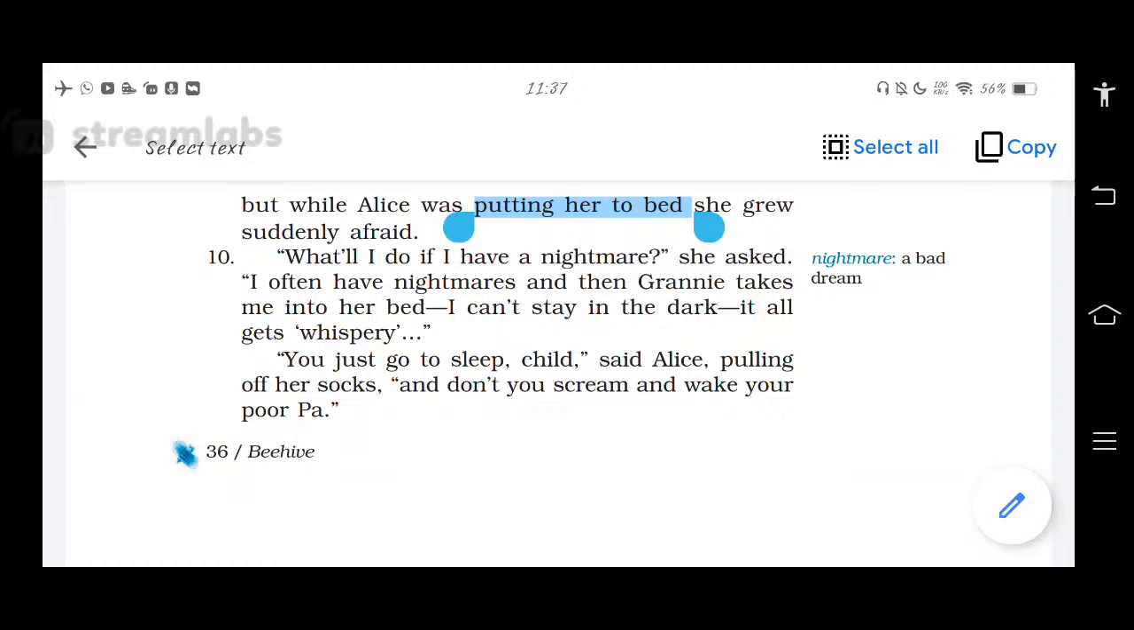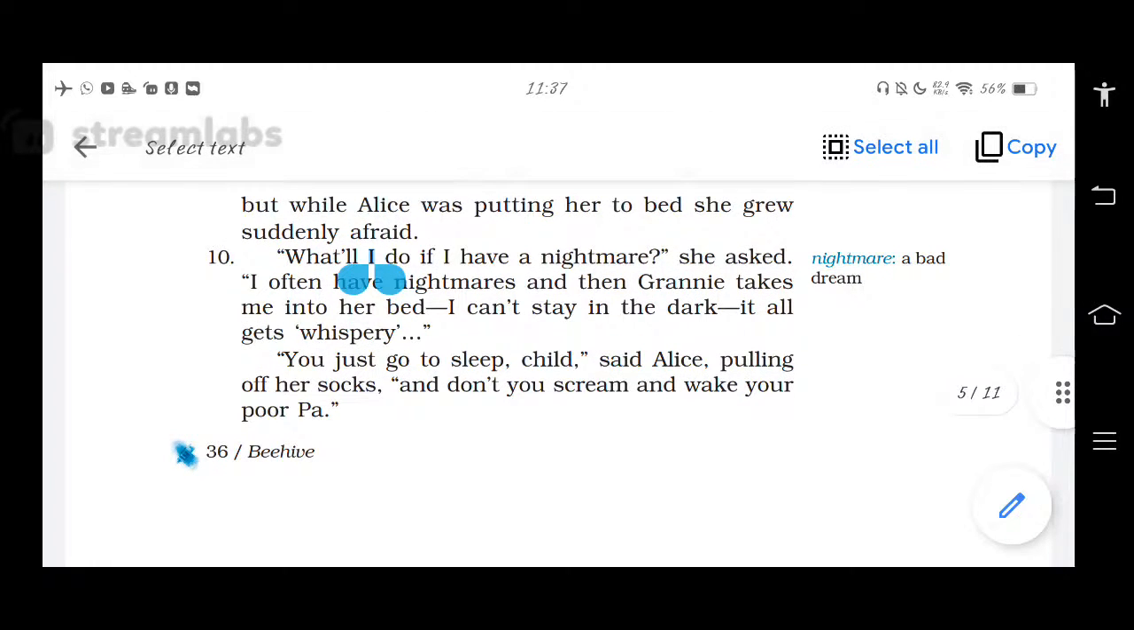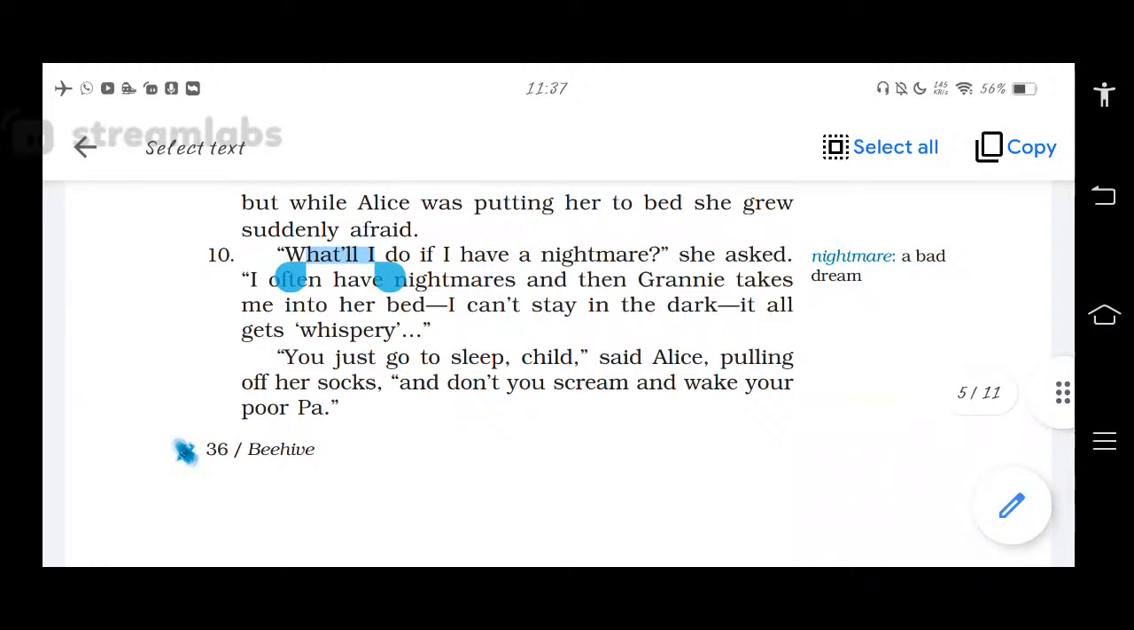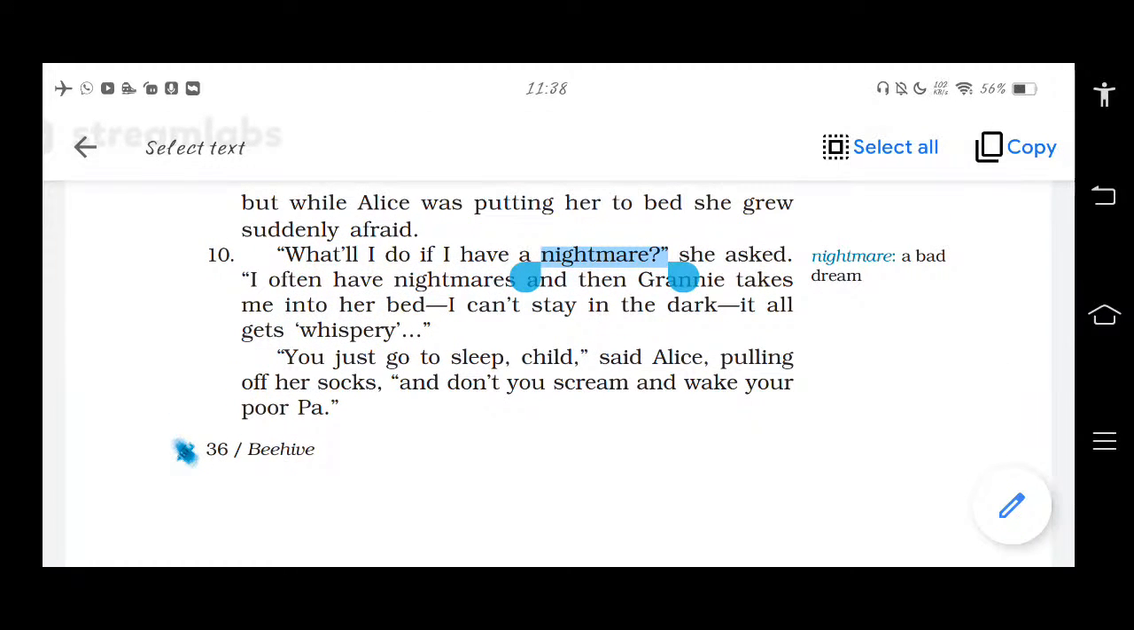So, what will I do if I have a nightmare? She herself questioned. Okay, so here mother is not there, grandmother is not there. Right now Alice put me to the bed. Okay, now I'm sleeping, no problem. But what if I get a nightmare? Nightmare means nothing but a bad dream. Right, nightmare means bad dream.